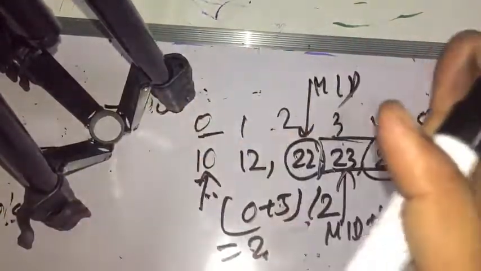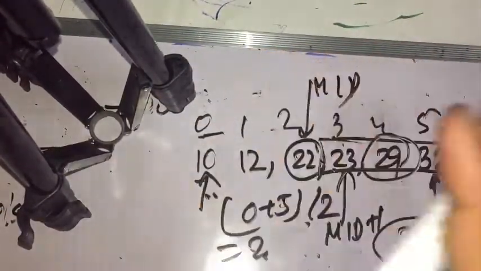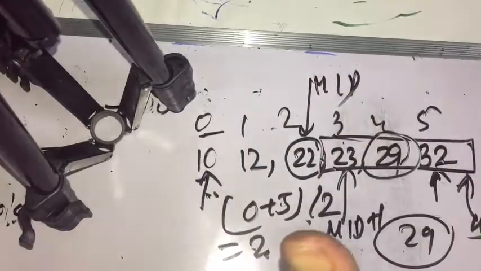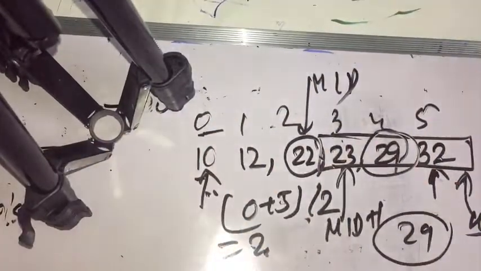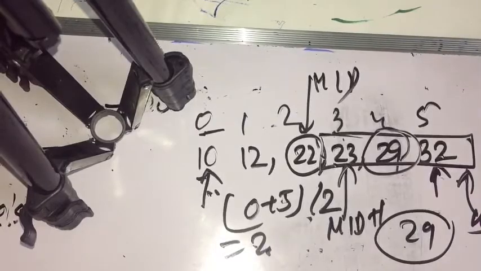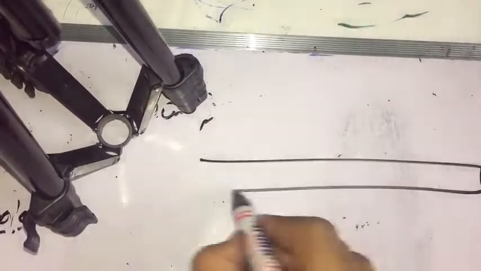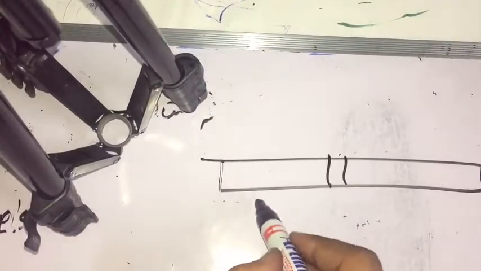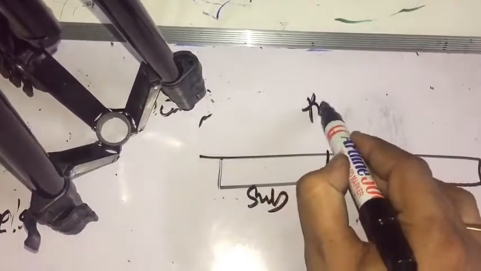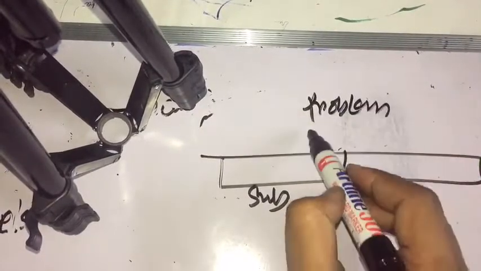So this is the algorithm through which we can find the searching elements by the recursive procedure. So this is the divide and conquer strategy. Divide the problem into sub problems. This is the main problem.